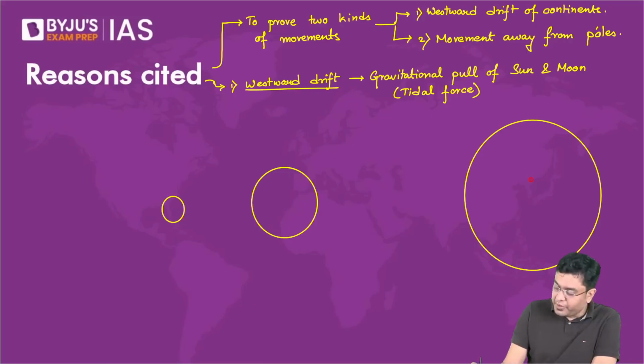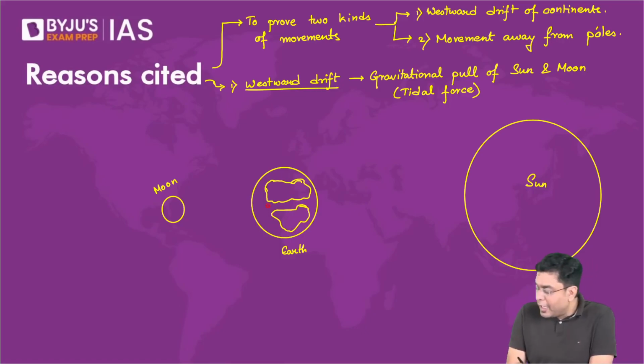Now, this is your sun, this is the moon, this is the earth. Or I'll do one thing, I'll remove the labeling here. Now, earth had various different land masses in the form of Laurasia and Gondwanaland. Now, planet Earth would consistently rotate around its axis from a direction of west to east.